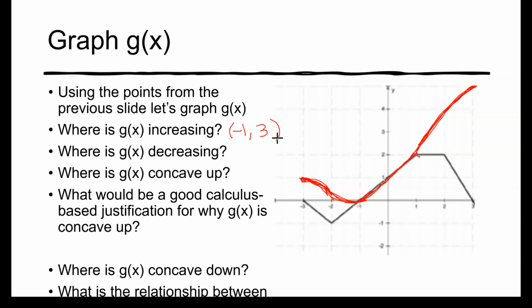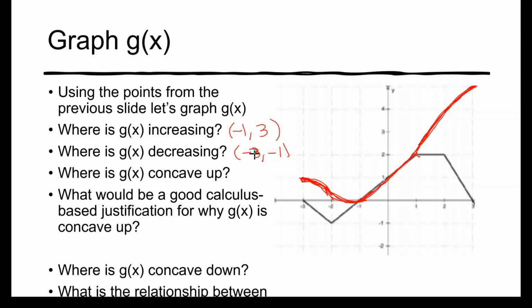Where is g of x decreasing? The graph is decreasing from -3 to -1. And that is because the graph is below the curve, therefore it has a negative area.